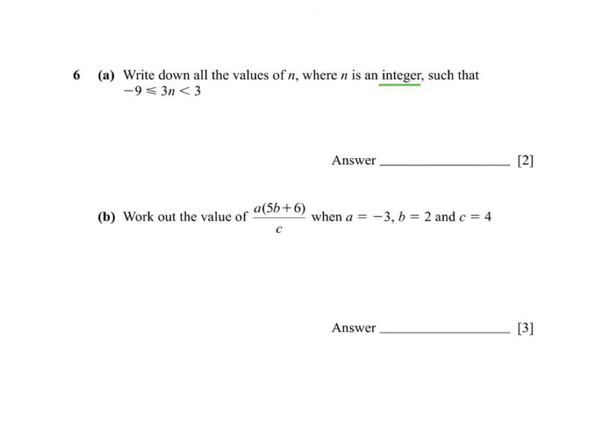Keyword in this question is integer, and integer means whole number. So we're looking for the whole numbers that when we multiply them by 3, we get an answer which is greater than or equal to -9 and less than 3. I'm going to divide both numbers by 3.